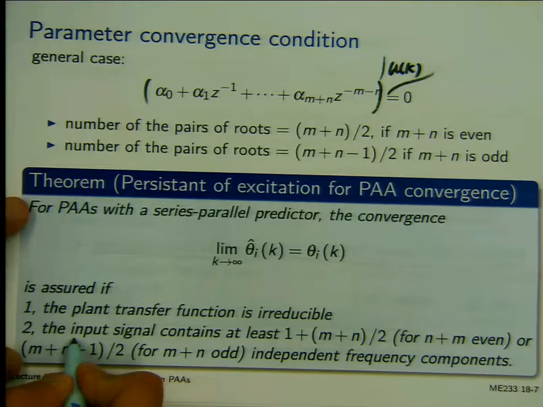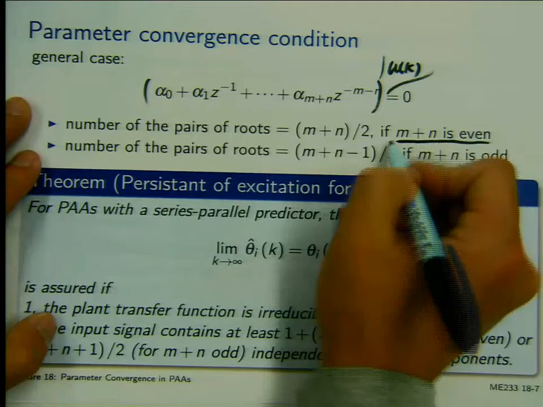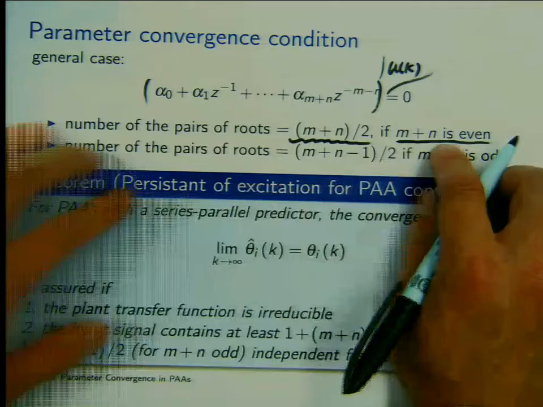Let's go actually follow the order here. If the order n plus m is even, then it has m plus n roots. It has m plus n zeros. That means it has (m plus n) divided by 2 pairs of roots.